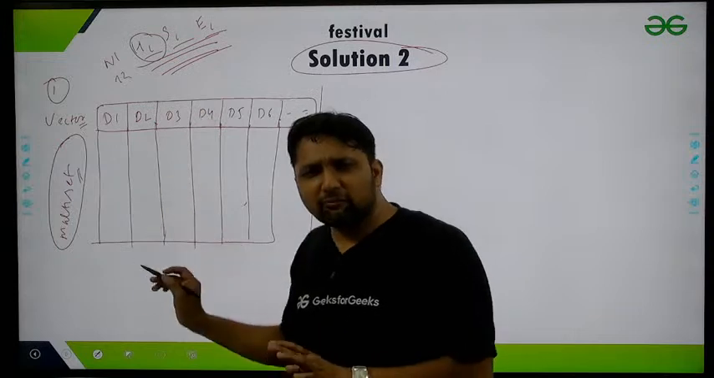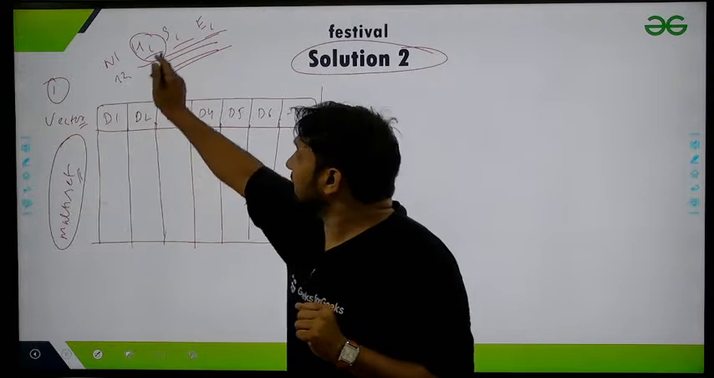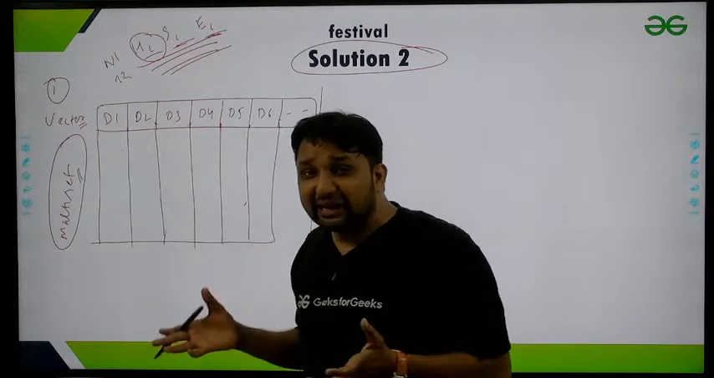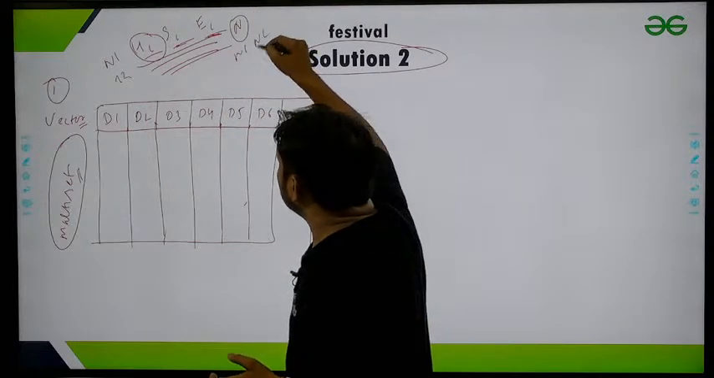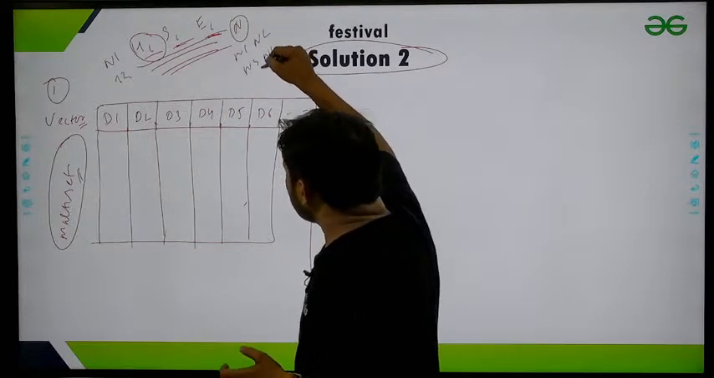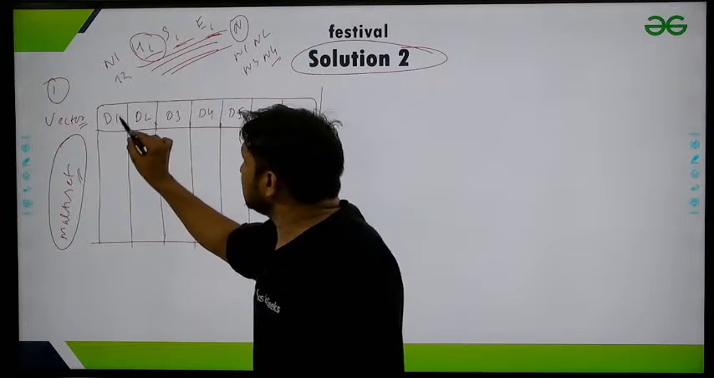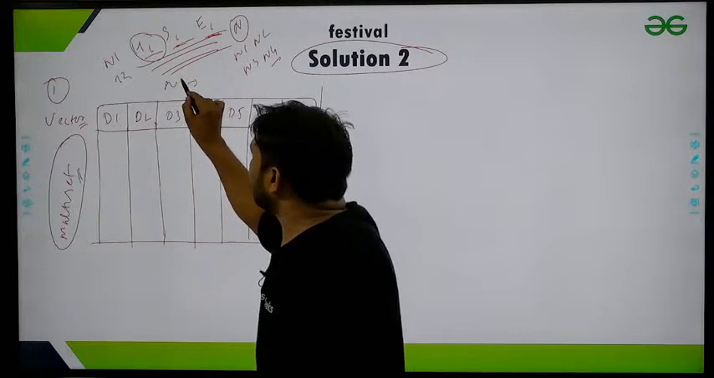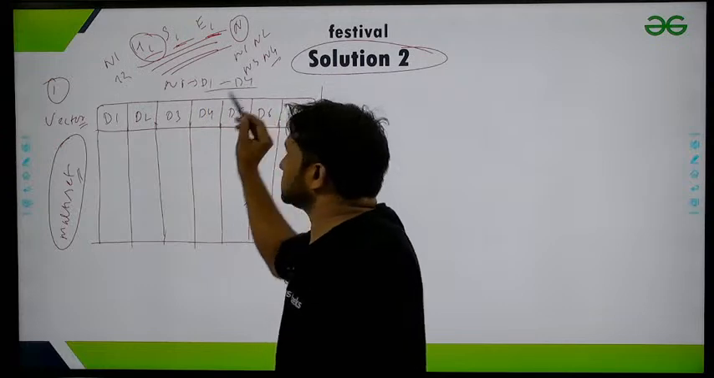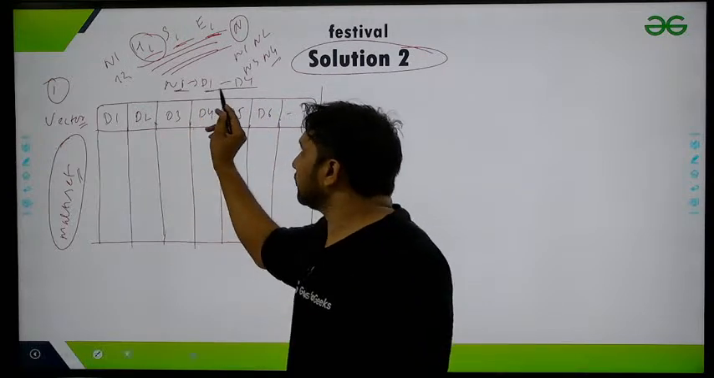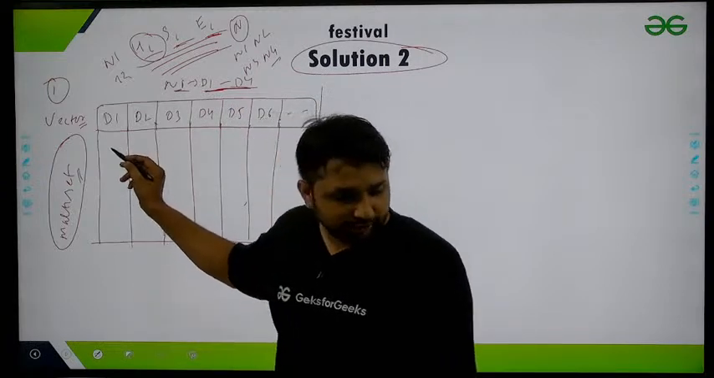So here what I am going to do, simple, I am storing what is the starting and ending of any ride. Let's suppose I have n rides, n1, n2, n3, n4, and so on. Let's suppose the n1 ride starts from day 1 and ends on day 4. So how will I store it?